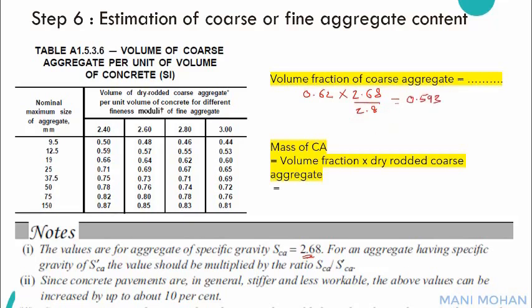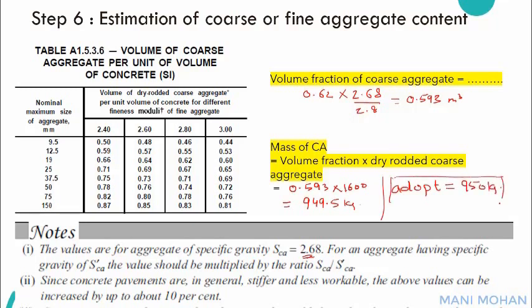Now, the mass of coarse aggregate can be computed by multiplying the volume of dry rodded coarse aggregate with the density of dry rodded coarse aggregate, which has been determined in step 1. So we get mass of coarse aggregate as 0.593 into 1600, which is equal to 949.5 kg. Let us adopt the mass of coarse aggregate as 950. So we are going to adopt 950 kg as the mass of coarse aggregate in our trial mix proportion.